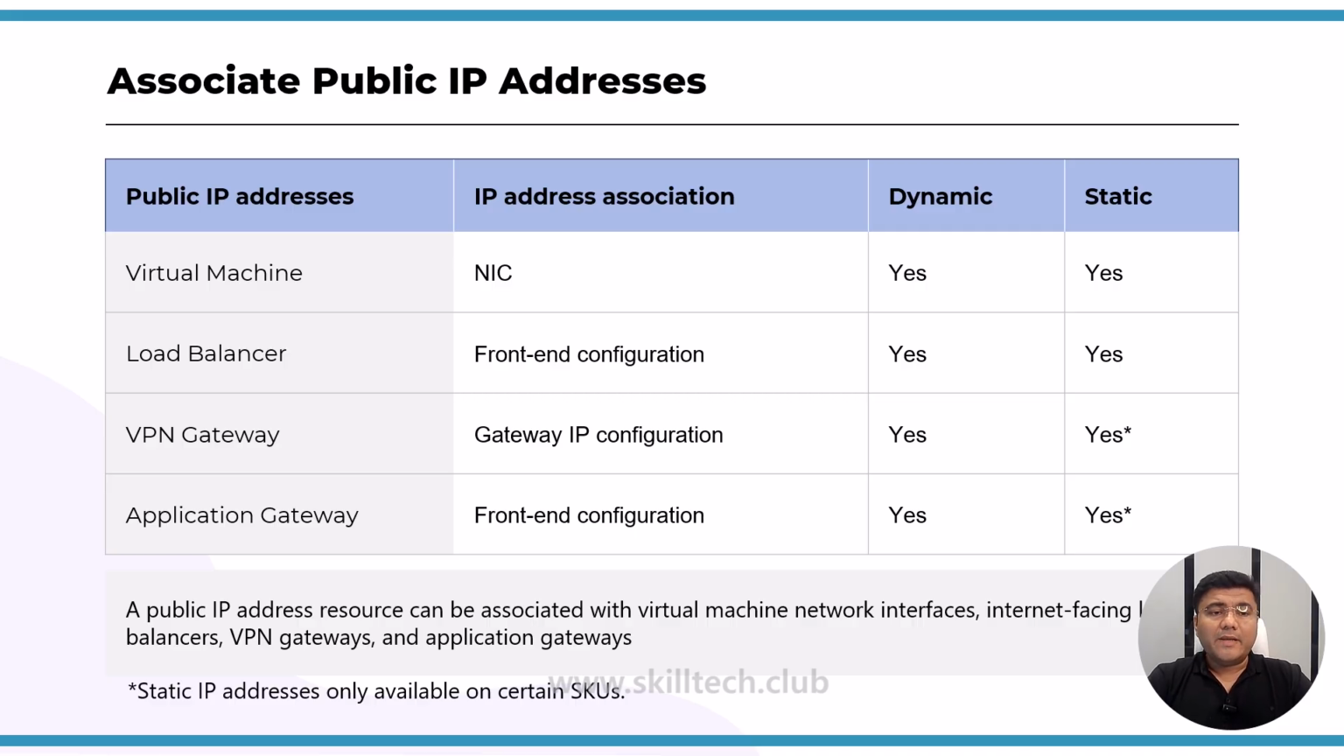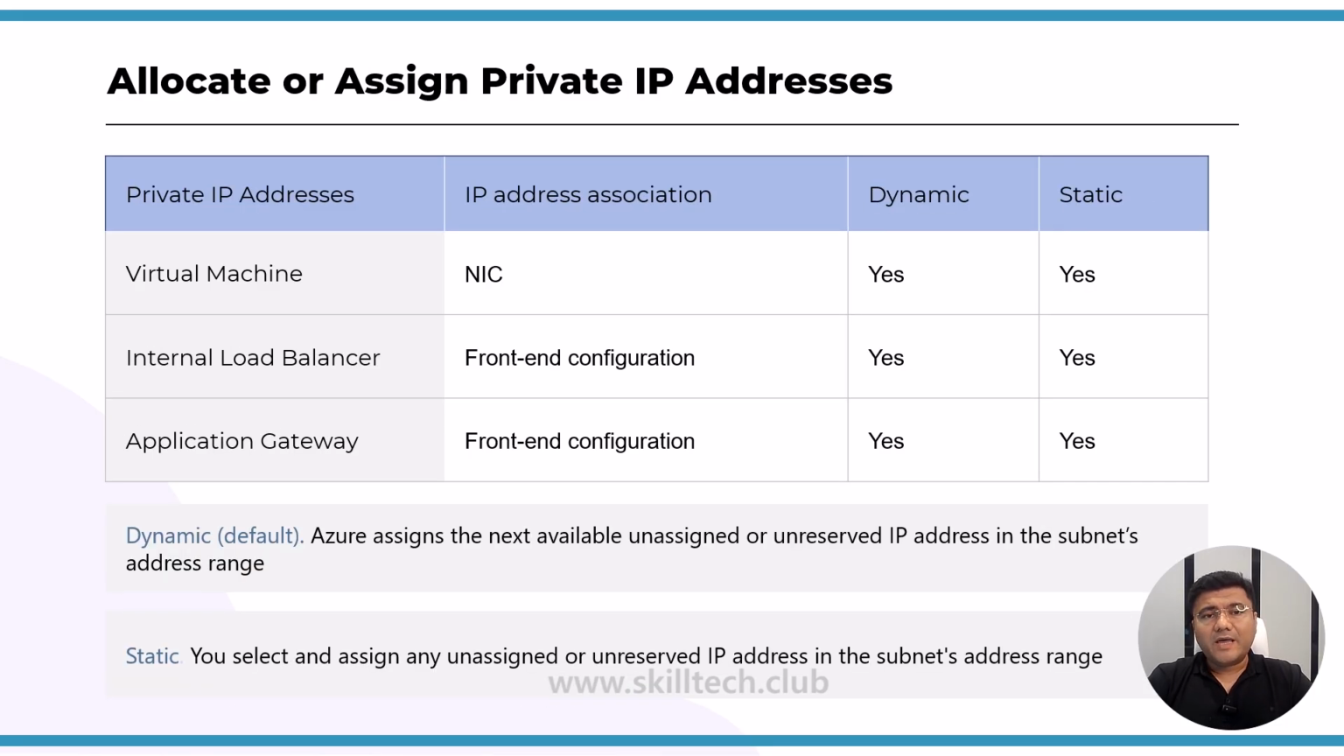When you're dealing with public IP addresses, the resources can be associated with virtual machines and network interfaces, internet-facing load balancers, VPN gateways, and application gateways. In our case, when we do the lab, we are going to create a couple of load balancers, virtual machines, and application gateway services, and all that time we are going to use public IP addresses. Same for the private IP addresses.